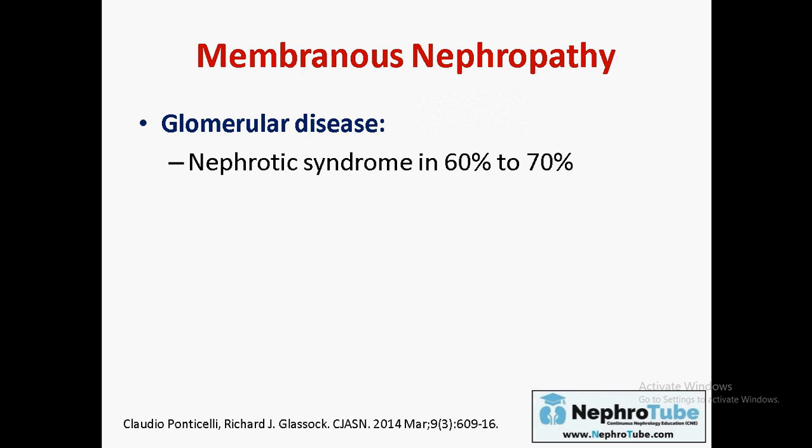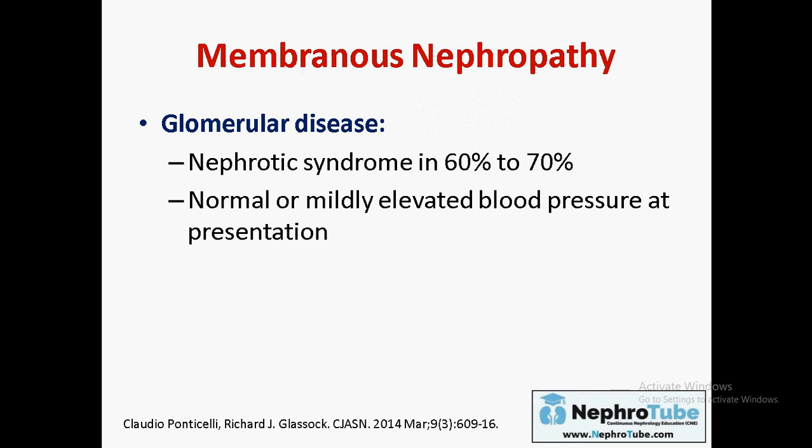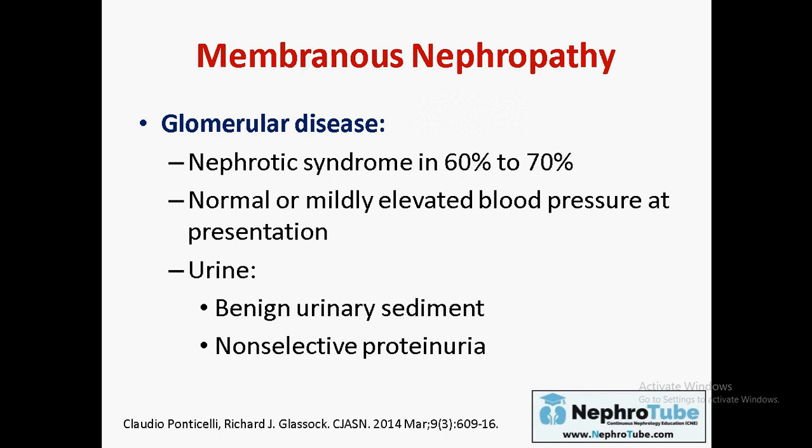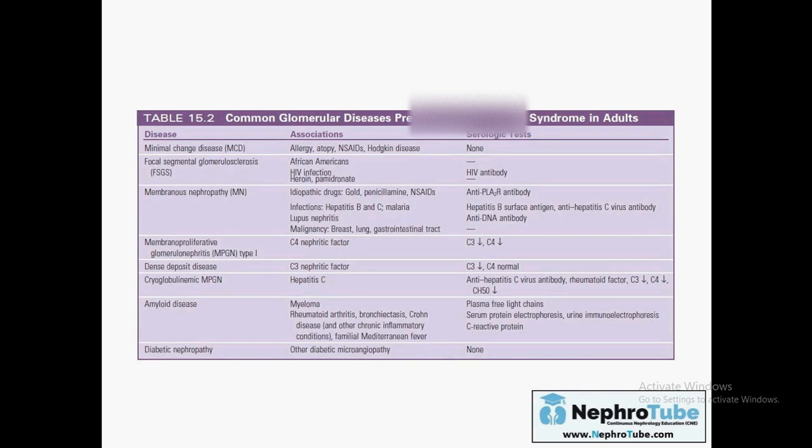As an introduction, membranous nephropathy is a glomerular disease which presents with nephrotic syndrome in about 60 to 70% of the cases. Also, it presents with normal or mildly elevated blood pressure at presentation. The urine is usually of benign urinary sediment without red blood cell casts and of non-selective proteinuria. Membranous nephropathy is one of the common glomerular diseases presenting as nephrotic syndrome. So the most common presentation of membranous nephropathy is nephrotic syndrome.